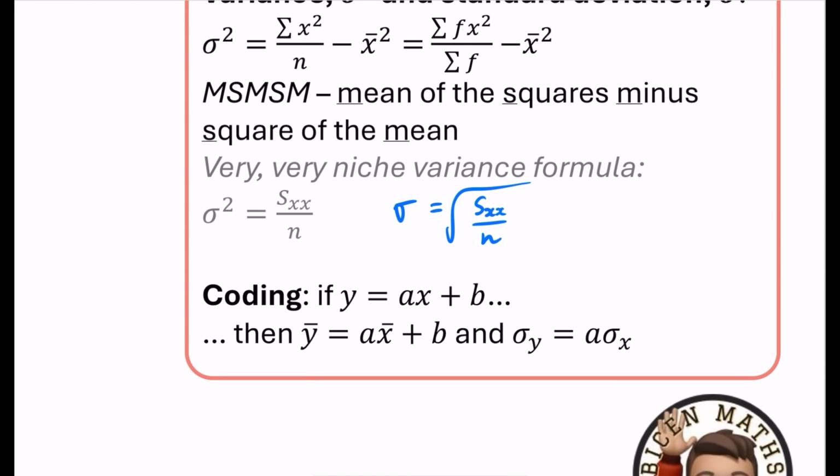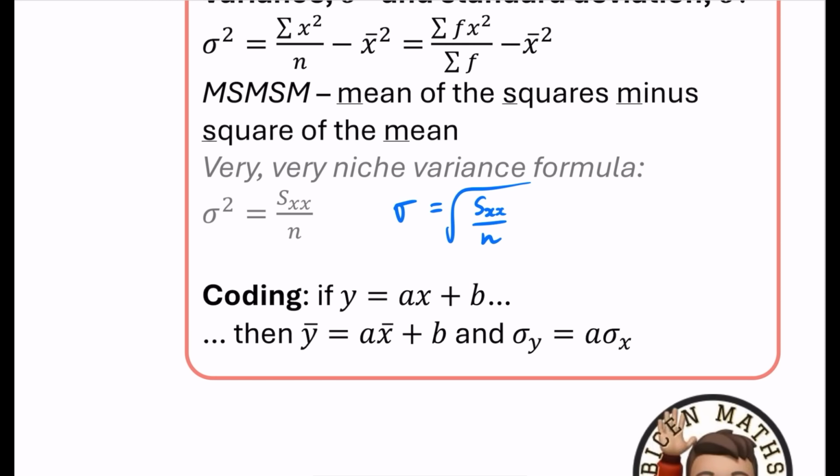So for coding, if we had stuff to do with x and we changed the x values by multiplying by a and adding b to come up with some new variable y, well, if we wanted to find the average for y, we take the average or the mean for x, we times it by a, and we add on b. Simple. If we wanted to find the standard deviation for y, we find the standard deviation for x and we just multiply it by a. Adding on b does not change anything to the range, the interquartile range, or to the standard deviation, okay?